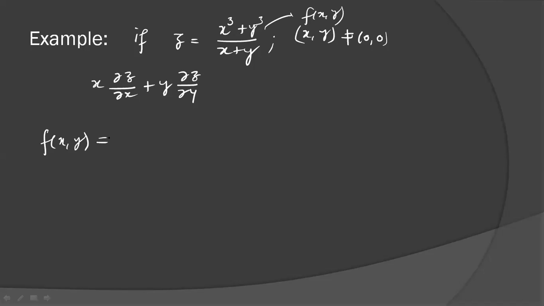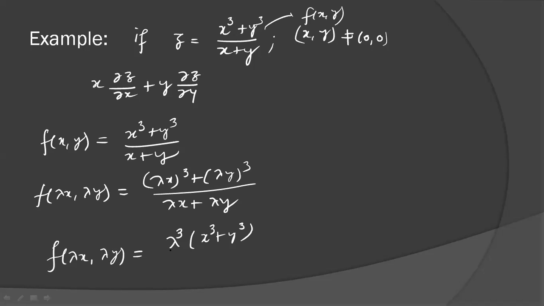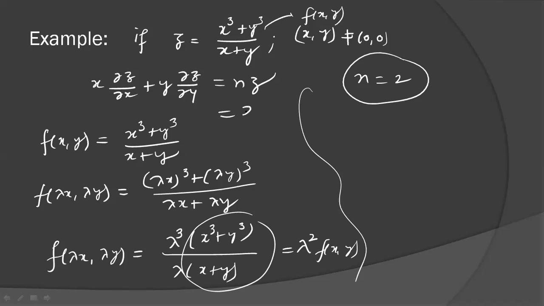So f of x,y is given to you as x cube plus y cube over x plus y. So f of lambda x comma lambda y can be written as lambda x cube plus lambda y cube over lambda x plus lambda y. So f of lambda x comma lambda y will become lambda cube x cube plus y cube over lambda x plus y. So lambda square is perfectly outside and the remaining function is f(x,y). It means this is again a homogeneous function with degree 2. So it is equal to nz. Now it will be 2z only.